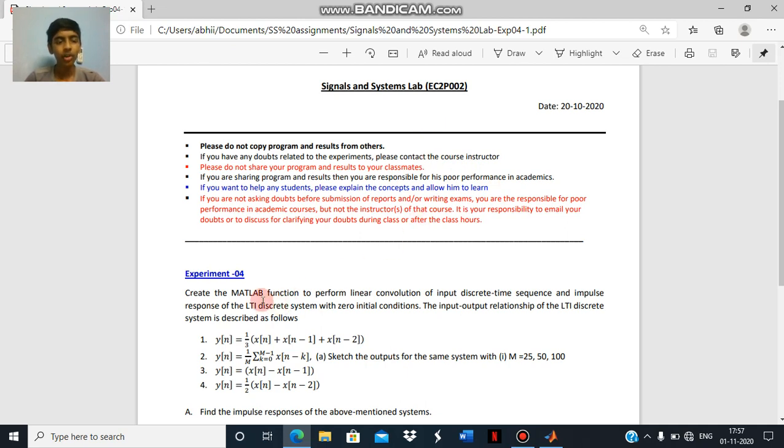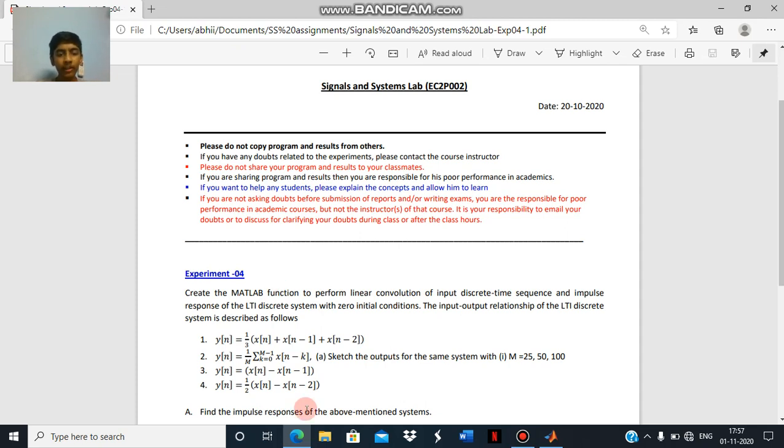In this experiment we are going to discuss the function for convolving two signals and for plotting the output of convolved signals with the given impulse response and given signals, and discuss the properties of given systems.